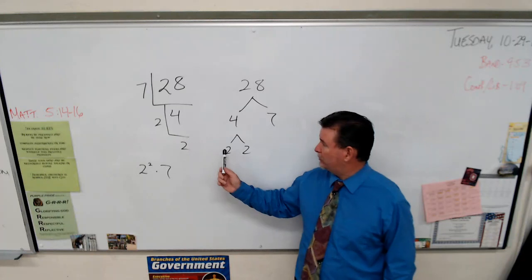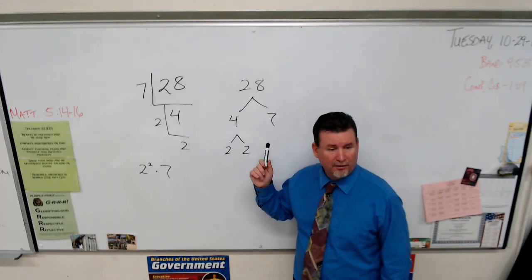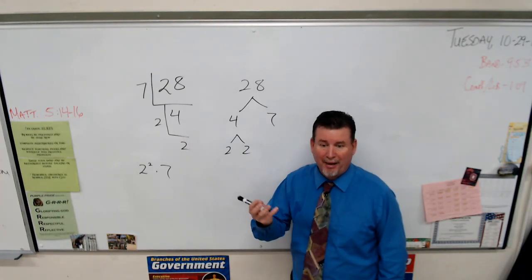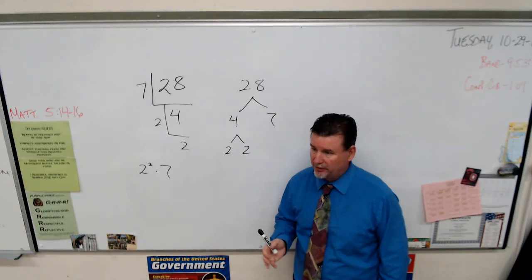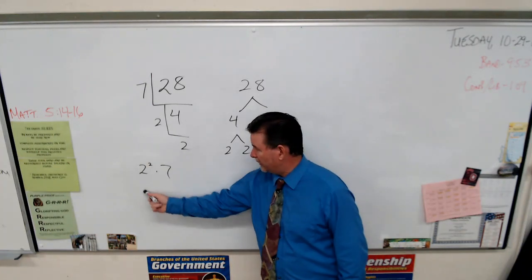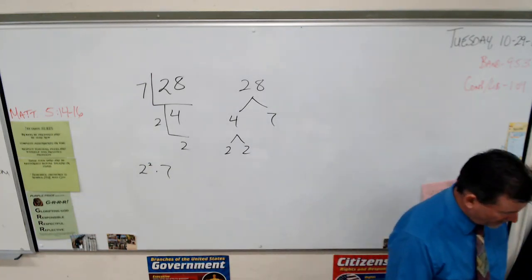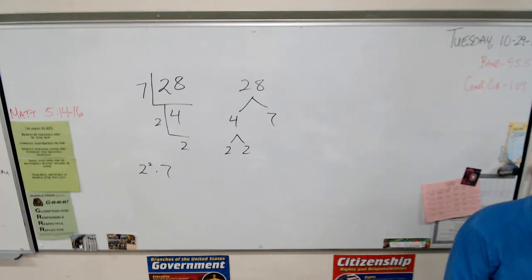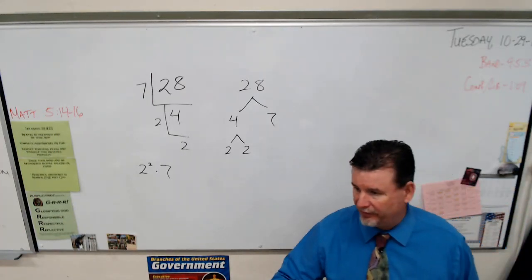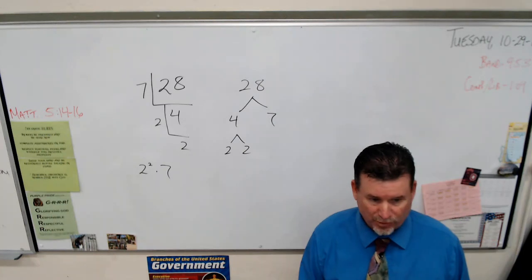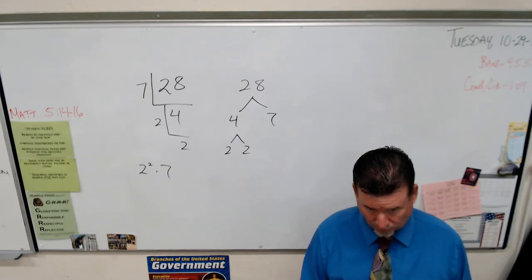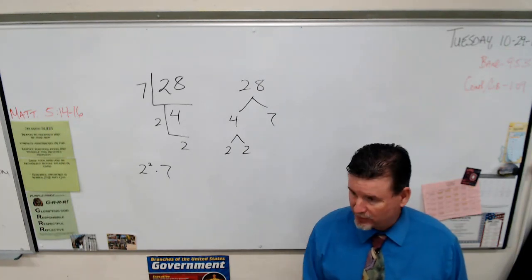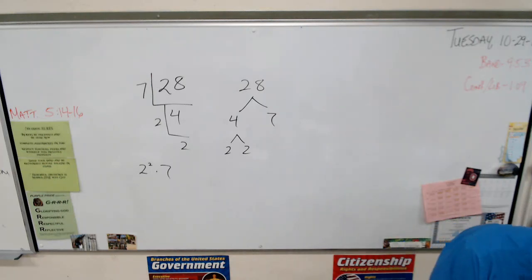When you end up with 2, 2, and 7, they want you to always say it as a power of 2. Got that? So that's what it should look like: 2 squared times 7. Number 7. Prime factors of 55. This one should have been easy. 5 times 11.